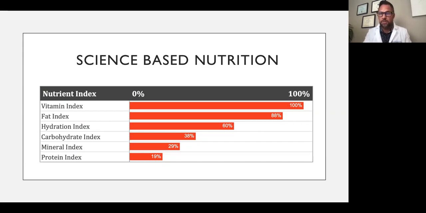88% depleted in proper fats, not hydrated, so 60% dehydrated. 38% of carbohydrates were being consumed and only 29% of the minerals that her body needed. And then she needed about 20% more protein. And so, would you agree with me that diet and nutrition is an important part of health? And have you noticed that when you go to most clinics, this is not talked about?